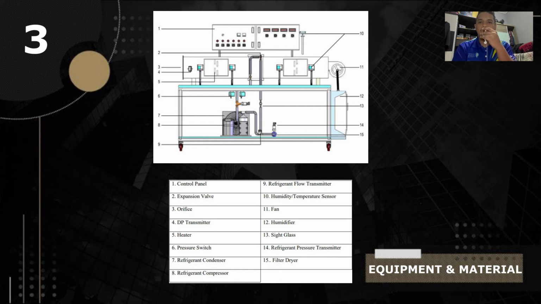Number 10 is the humidity or temperature sensor. Number 11 is the fan. Number 12 is the humidifier. Number 13 is a sight glass. And number 14 is the refrigerant pressure transmitter. And number 15 is the filter dryer.